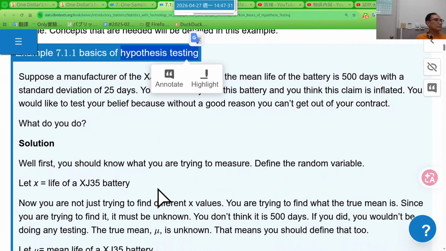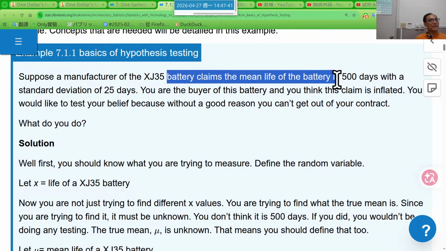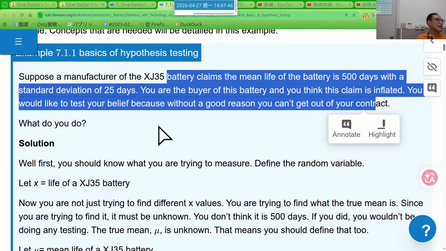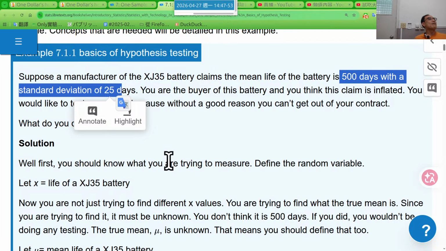First, suppose a manufacturer of the Ch7 battery claims the mean life of the battery is 500 days with a standard deviation of 25 days. Okay, let me stop here for a while. 500 days, that is the mean, and 25 days, that is the standard deviation. What does it mean?